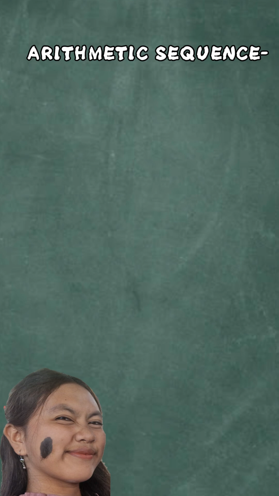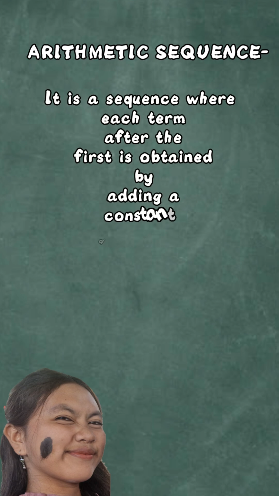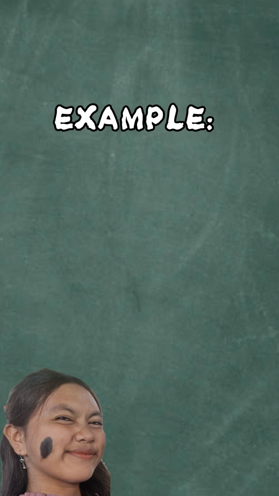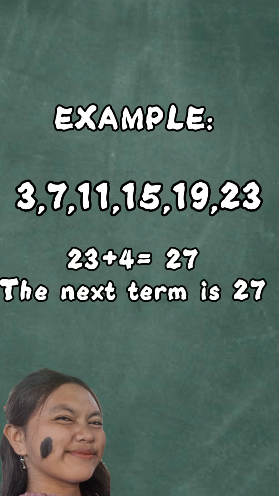Arithmetic sequence is a sequence where each term after the first is obtained by adding a constant difference to the preceding term. Imagine a line of numbers where you always add the same amount to get the next number. Here is an example of arithmetic sequence: 3, 7, 11, 15, 19, and 23. To get the next term, you have to add 4, where 4 is the constant.